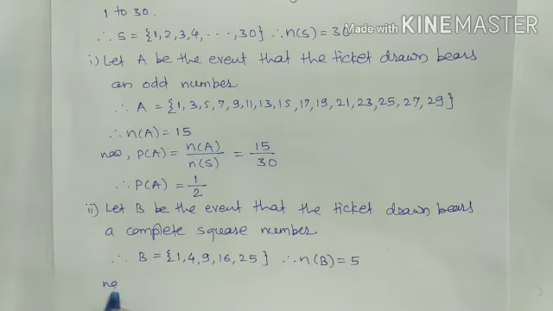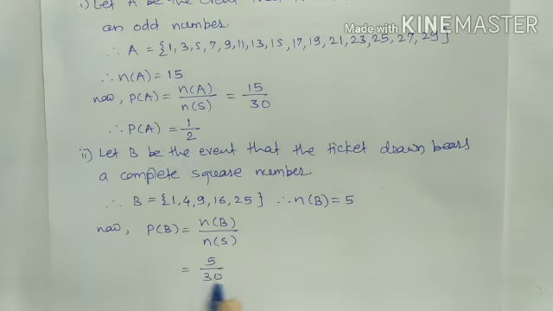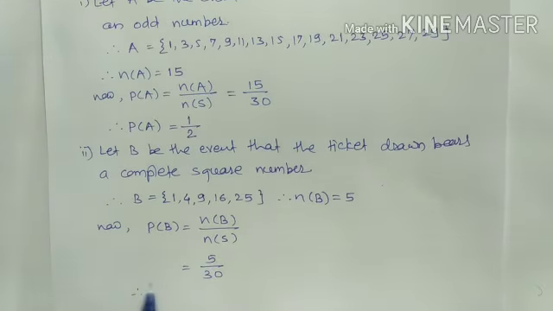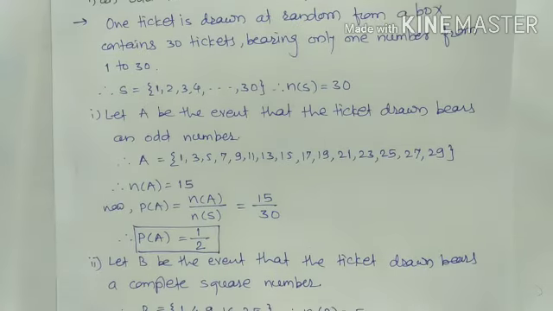Now probability of event B equals n(B) upon n(S). Therefore it equals, n(B) here 5, n(S) 30, and therefore the probability of this event is 5 upon 30. 5 ones are 5, 5 sixes are 30. That's why the probability of the event that the ticket bears a perfect square number is 1 upon 6, and the probability of the event that the ticket bears an odd number is 1 by 2.